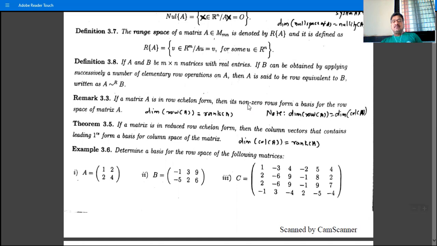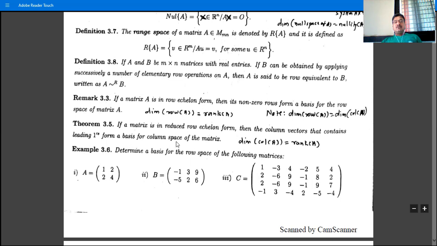That is, take each non-zero row as one vector, and that set is the basis of the row space of A. So this remark 3.3 gives the procedure to find the basis for the row space of A, and the number of elements in the basis of the row space of A is called the rank of A. So this remark gives the procedure to find a basis and dimension of the row space of matrix A, and that is the rank of the matrix A.